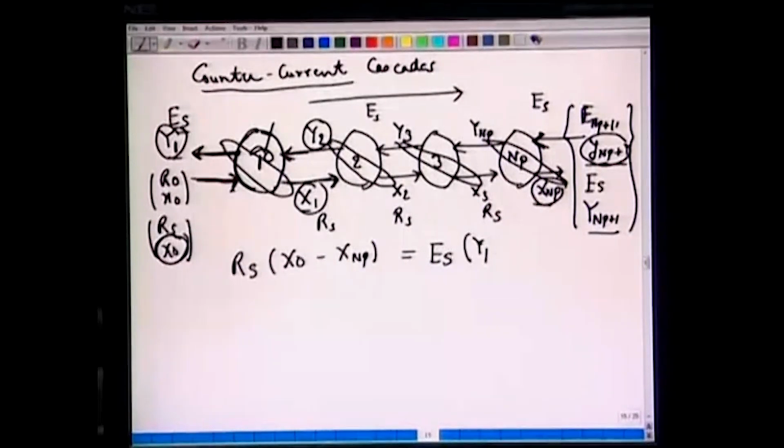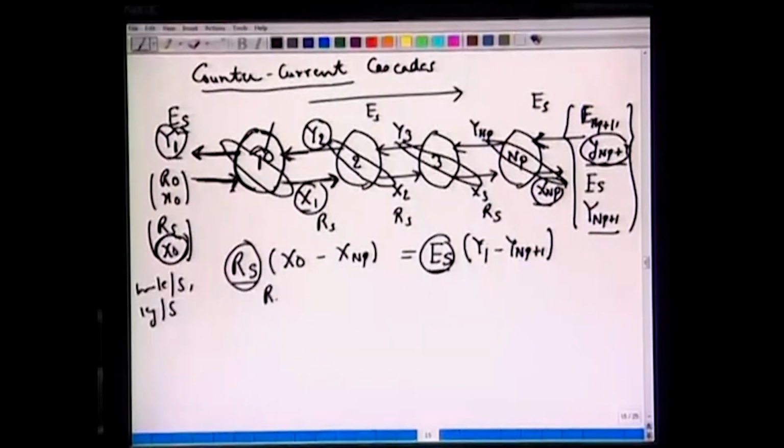which is the same as the species balance Es, y1 leaving stream minus y NP plus 1. So, Es and Rs, moles per second or kg per second, are the same. They will remain the same from stage 1 to stage NP, because it is solid free basis. One could have also written it on actual or total flow rates, R0 x0 minus R NP into small x NP. So, look at the difference now. R0 is different from R NP. However, we work on solid free basis, so we can take this Rs as common.